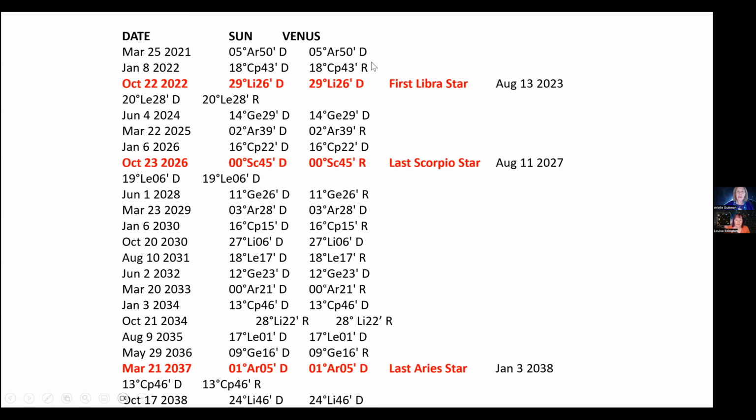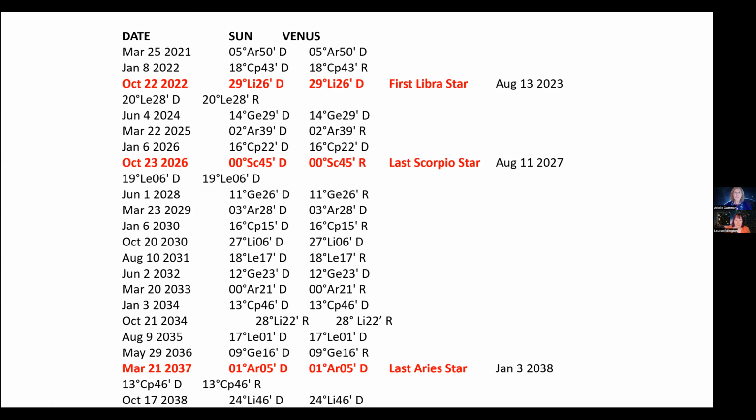And you'll notice that under the Venus column, there's a D. The next one says R. The next one says D. The next one says R. The next one says D, R, D, R. That's never going to change. They're always going to be an alternating D, R. D means Venus was direct during the cazimi. R means it was retrograde.